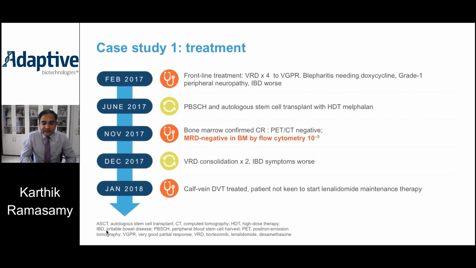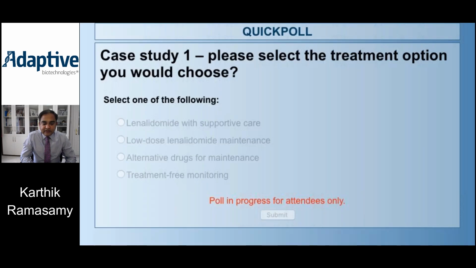Now, I want to revisit the same questions that I had put forward to you. Now that you have this additional piece of information, I want to see whether your poll choices would change. So again, the same 4 choices: len with supportive care, low-dose lenalidomide, alternative drugs for maintenance, or treatment-free monitoring. I want to see whether this new information does change your treatment option. Please poll now.